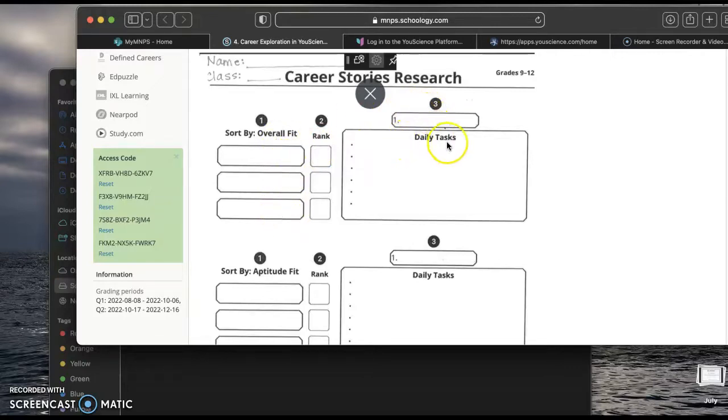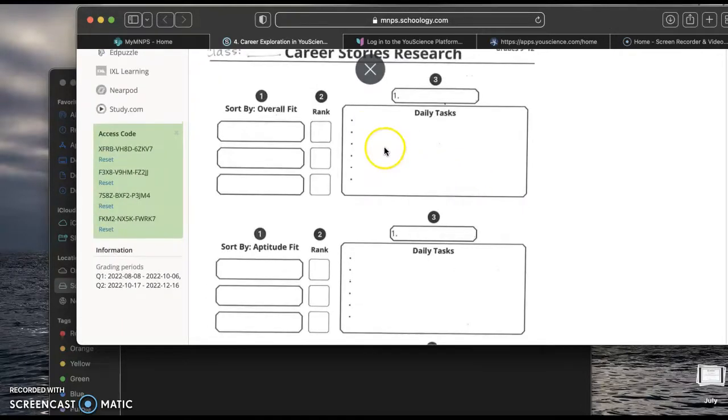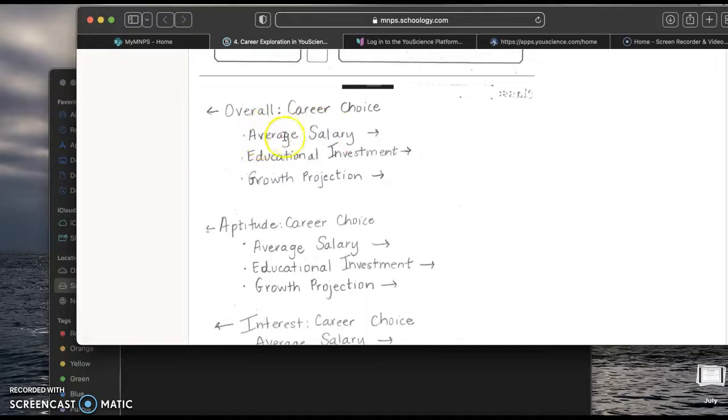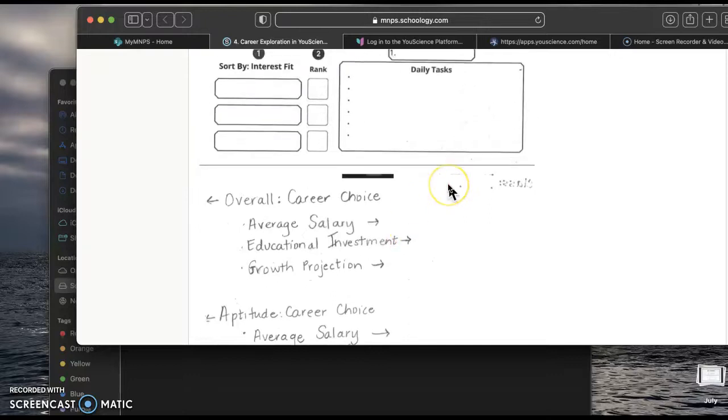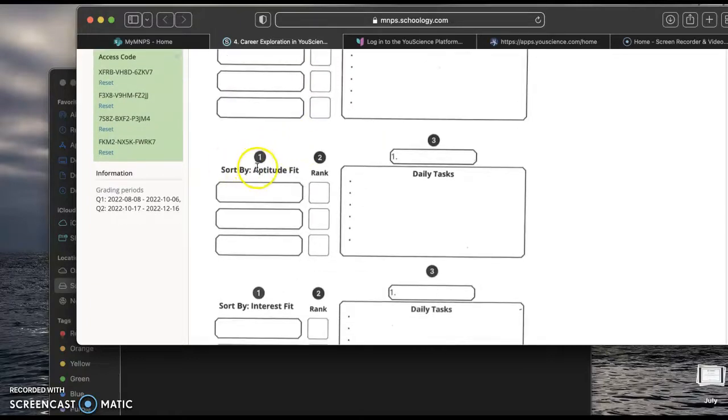You're going to write down 3 daily tasks about that career. And then over here, I know there are many bullet points, but I only need 3. Then on the back side of that sheet, in that same career, you're going to tell me the average salary, the educational investment, and the amount of openings. So it's growth projection, which means how many openings will there be. And these are all in that career box once you click on it. So now that you've done that for overall fit, you'll do the exact same thing for aptitude fit.